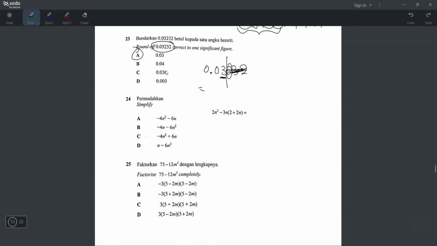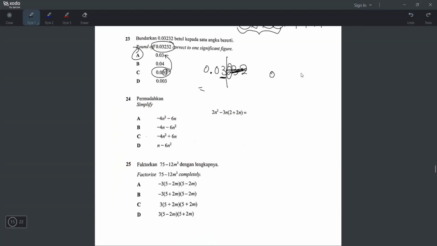Okay, you cannot choose C. Even though it has the same value as A, this one is actually two significant figures. Did you know that? Because the zero at the back, we count as a significant figure when there is a decimal point. So if I give you 0.300, the zero in front is never counted, but the zeros at the back, we count them when there is a decimal point in the number. So this is actually three significant figures.